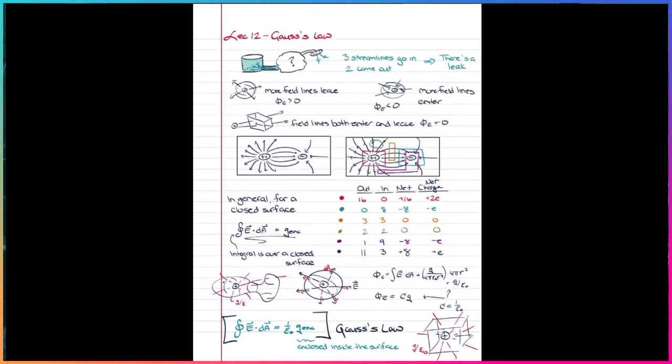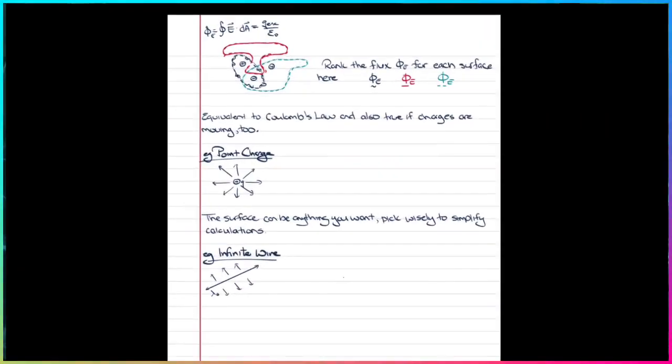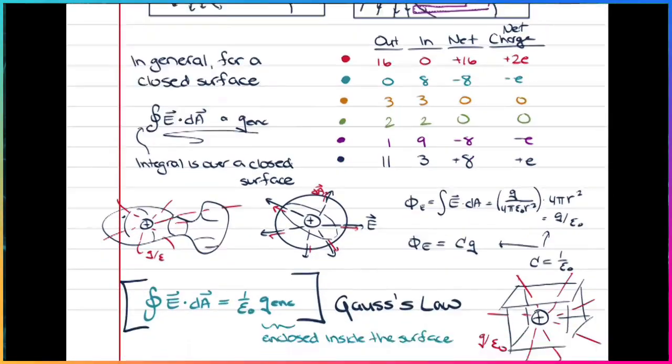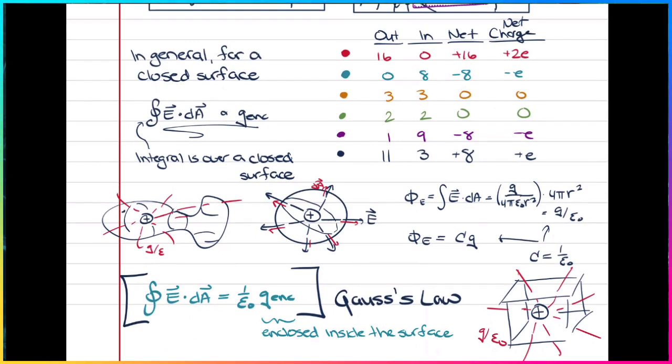It's one of these things that it might not be as impactful right now, but with a little bit of thought and realization, you realize this is pretty remarkable that we were able to say something like this. Because again, I could draw this surface light years away from the charge, but as long as the surface encloses that charge within it, I could tell you exactly what the flux is through that surface, the total net flux through that surface. And there could be other charges nearby.